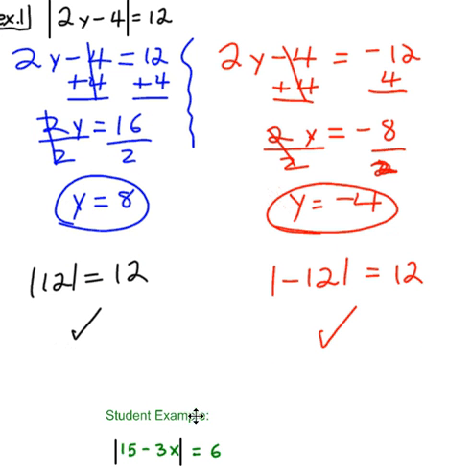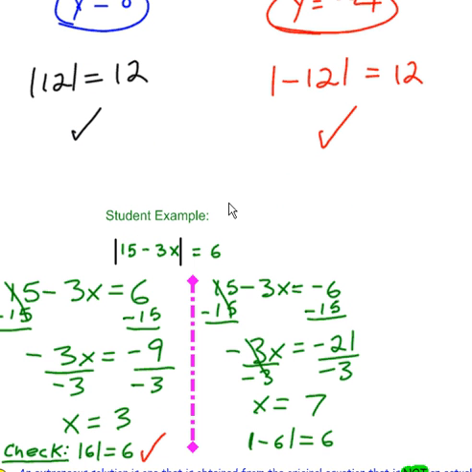Alright guys, I got you one ready to roll here. Student example, absolute value of 15 minus 3x equals 6. Now would be a great time to pause the video and work it out, and we'll check it out in a minute. Alright, let's see how you did. First one, we'll set it up twice because it's absolute value. 15 minus 3x is equal to 6. Absolute value. So the first one, 15 minus 3x equals 6. The second side, 15 minus 3x is equal to -6.